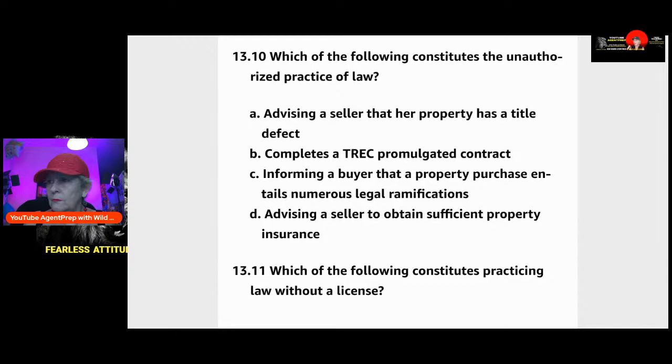No, it is B. We're not writing, we're completing the blanks. So we complete the blanks in a contract, in promulgated documents. That is legal. We don't rewrite anything. We don't add our own comments under special provisions.